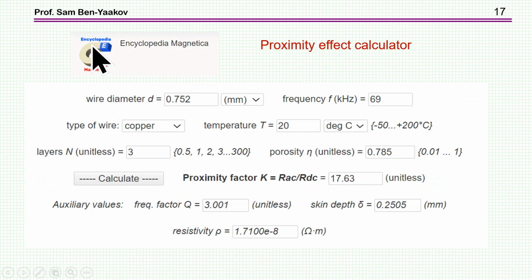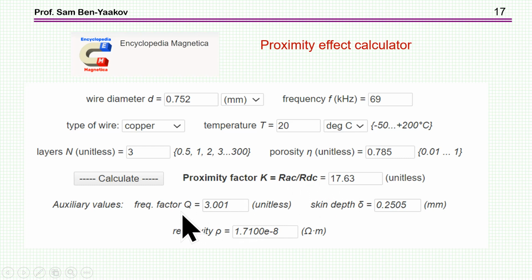And here in this website, which is very nice, Encyclopedia Magnetica, they have a calculator. So you put in the diameter, the frequency, the material of the wire, temperature, and number of layers. Porosity is the packing, that is, whether it is a round wire or maybe a square wire. And then it'll calculate this proximity factor, which is RAC over RDC. In this particular case, for these particular numbers, it is 17.6, which is a lot. That is, the RAC is almost 17 times larger than RDC.